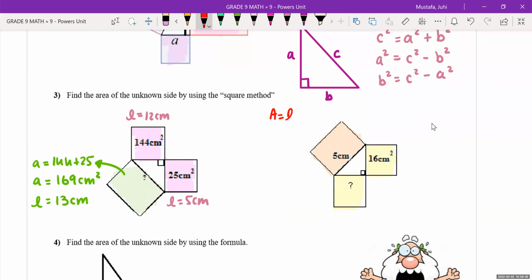Good, so we're gonna show all of our work. We're gonna go area is equal to length times width, which is equal to 5 times 5, which is equal to 25 centimeters squared.